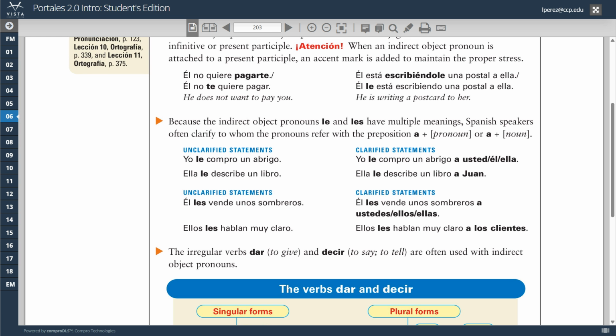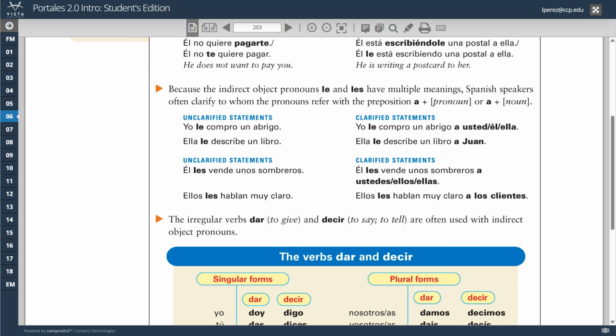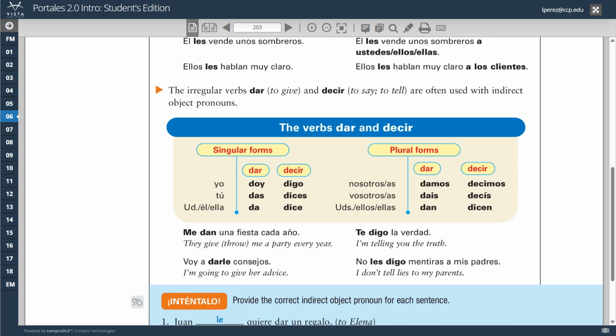Because the indirect objects le and les have multiple meanings, we've been mentioning how we will clarify with the whole indirect object. Yo le compro un abrigo, not too clear. Yo le compro un abrigo a usted, better. A él, better. A ella, better. Ella le describe un libro. Ella le describe un libro a Juan. Now, again, for probably about the third time I mention this, you need to have the pronoun, but the phrase that is the indirect object is optional. It's good to have, though. And when we practice, we're going to see sentences with them.